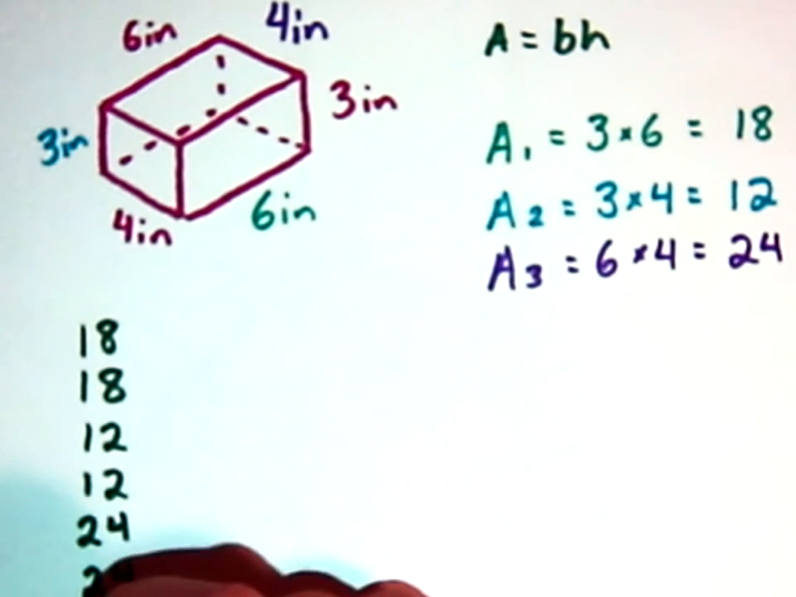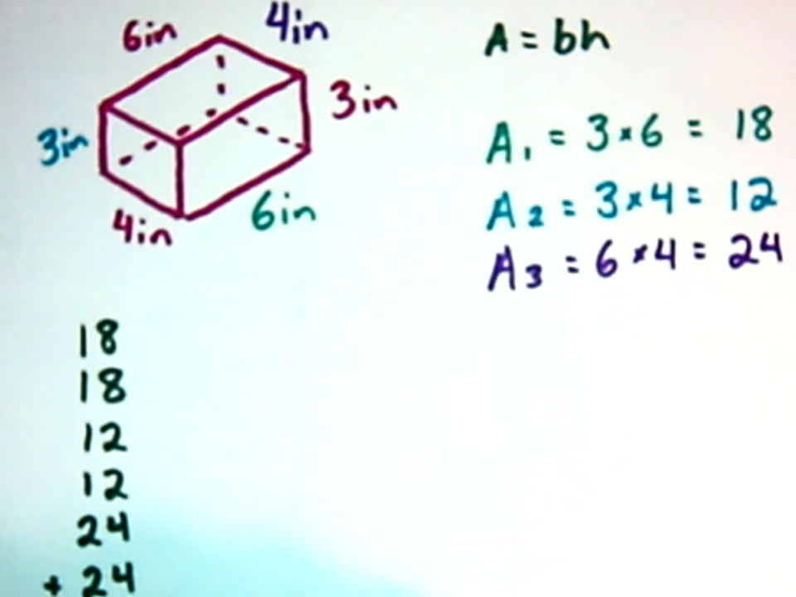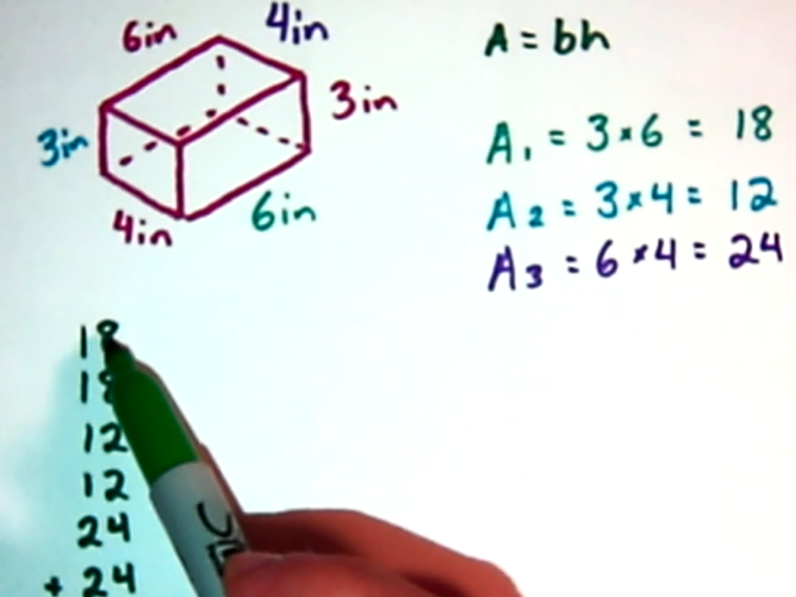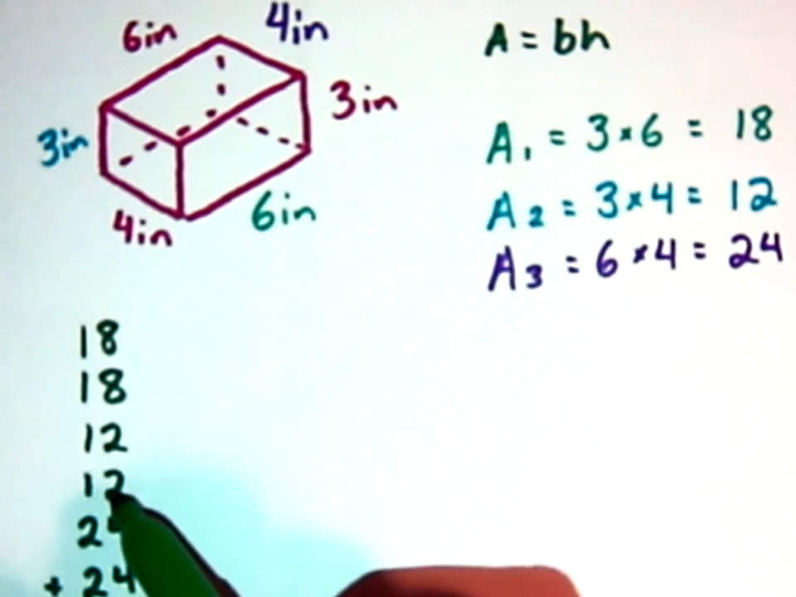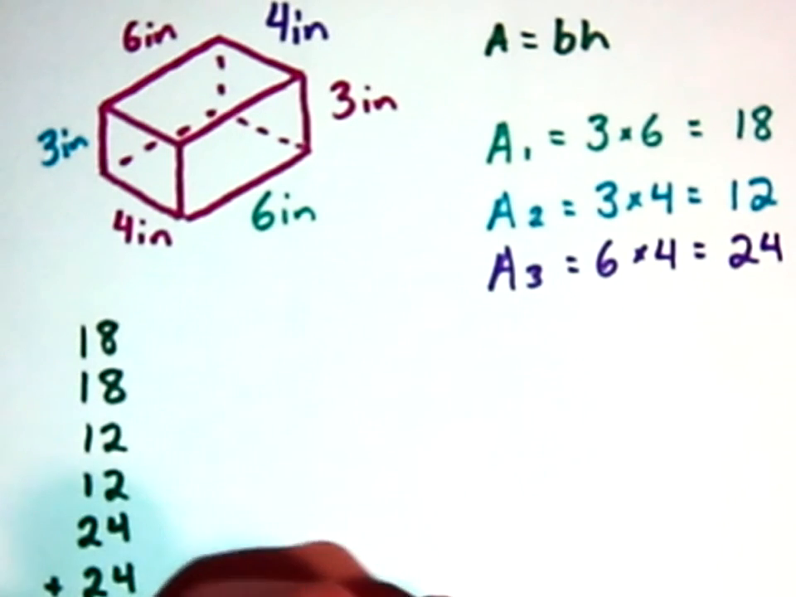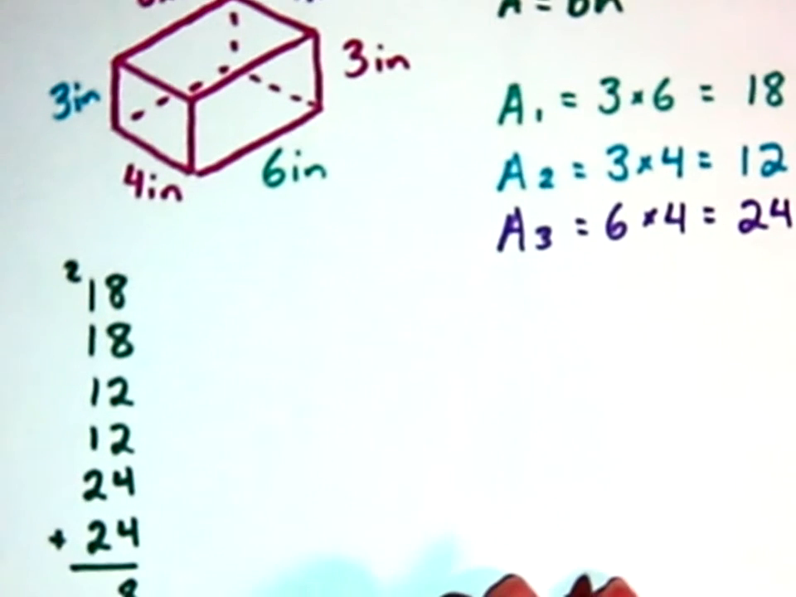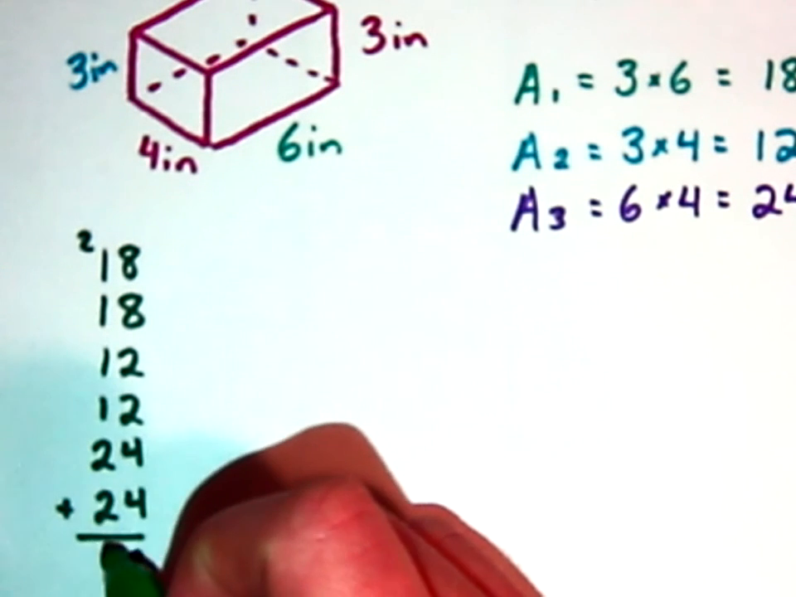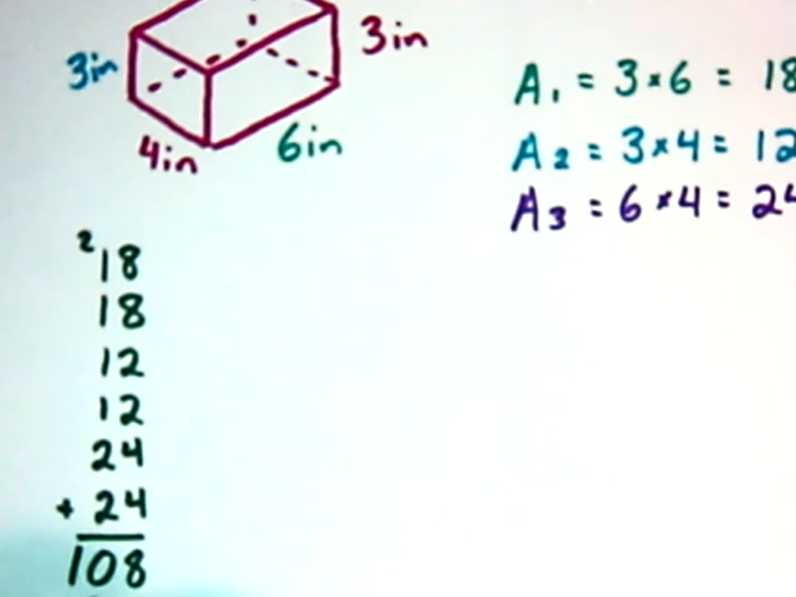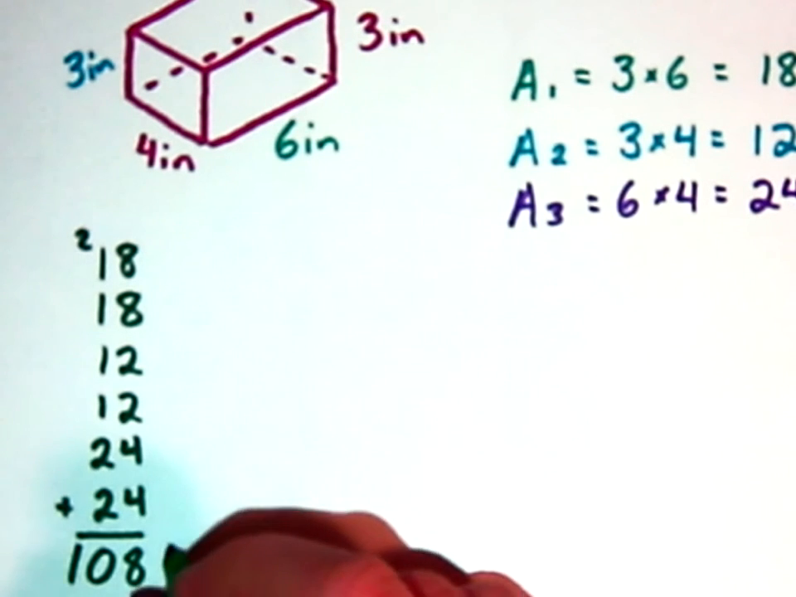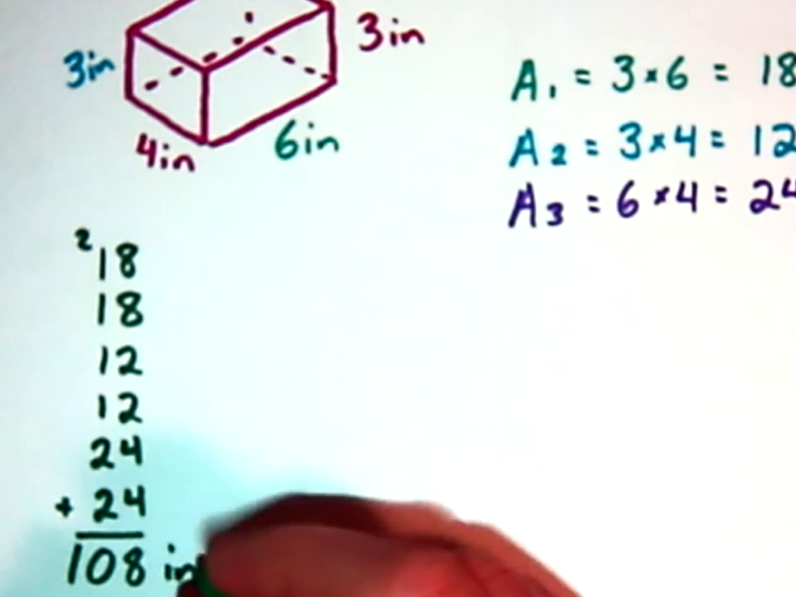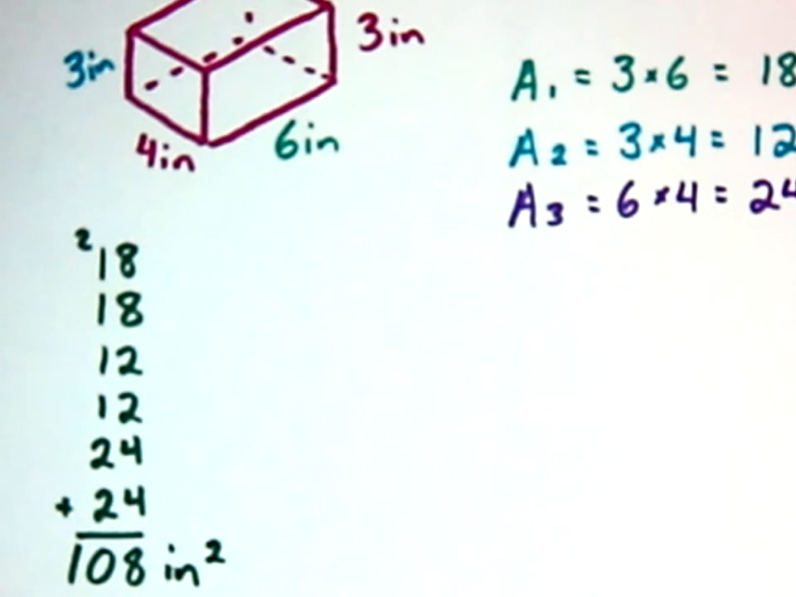So, what we would need to do is we would add these together. So, we have 8, 16, 18, 20, we got 28, so 8 carry the 2. And we have 3, 4, 5, 6, 7, 8, 9, 10. So I have 108 inches. And for surface area, since we're talking about area, we are talking about a three-dimensional shape, but it's not volume, it is area. So we're going to mark down squared, okay?